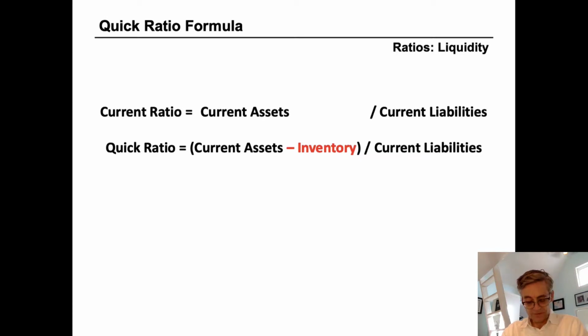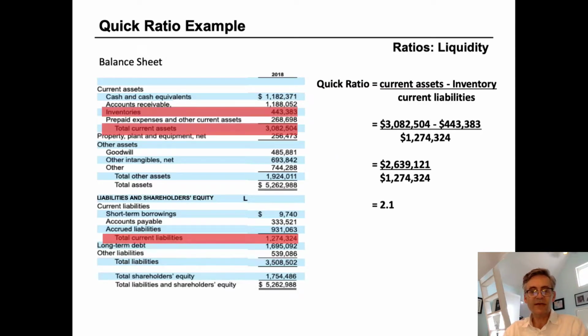And one of those is Hasbro, a toy manufacturer, and indeed they have a significant amount of inventory. So let's look at an example of calculating the quick ratio for Hasbro. Here's Hasbro's balance sheet at the end of 2018. And we can see that current assets are $3.082 billion. And that is comprised of cash plus accounts receivable and prepaid expenses and $443 million of inventory.